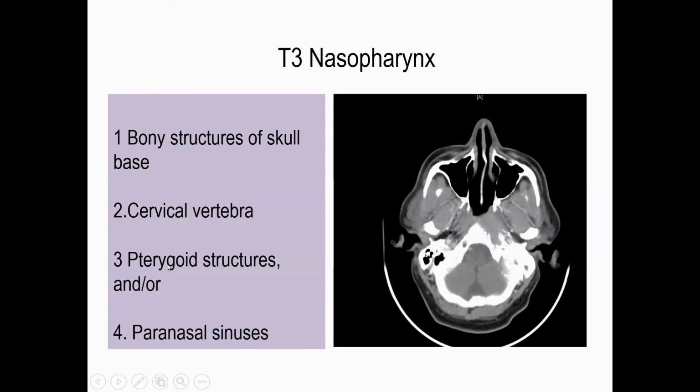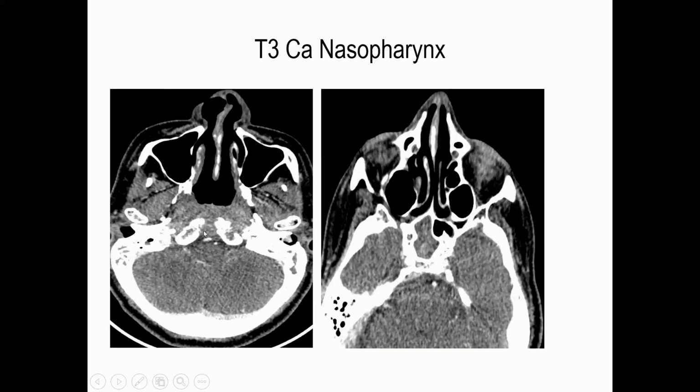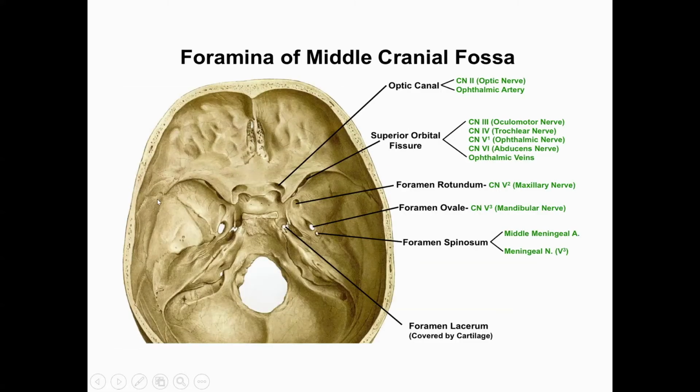And sometimes C1 destruction can occur. It is also a T3 disease. Base of skull involvement becomes a T3 disease. Here you have base of skull involvement and sphenoid sinus involvement. This is the sphenoid sinus involvement. This is the pterygopalatine fossa. I will discuss that; it is very important for contouring the pterygopalatine fossa.